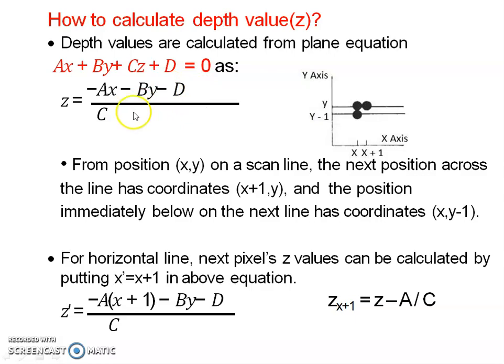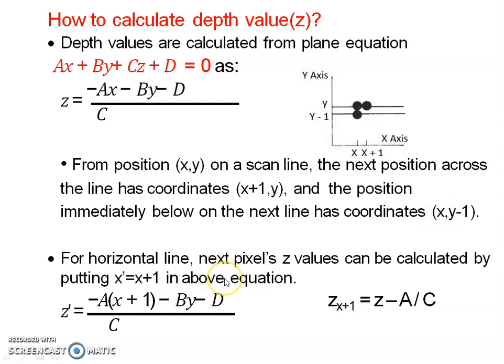Then from this figure, this point is xy. Horizontally, the next one has coordinates x plus 1, y. And the point below this one, below the scan line, is x, y minus 1. So from the position xy on the scan line, the next position across the line has coordinates x plus 1, y, and the position immediately below on the next line has coordinates x, y minus 1.